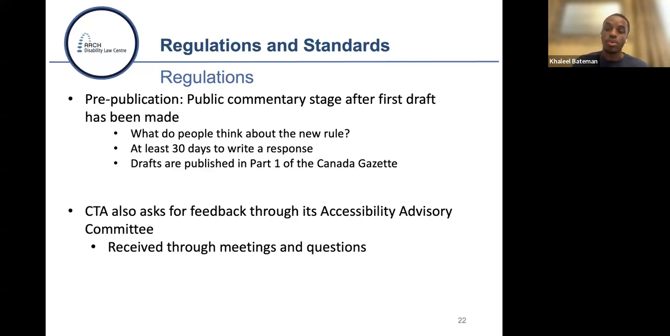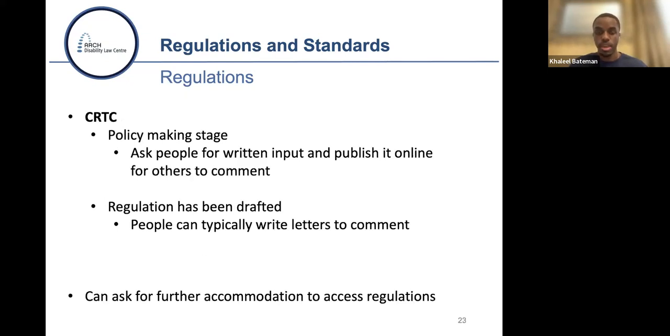The CTA also requests individuals to provide feedback through its Accessibility Advisory Committee. This is typically done through meetings and questions. Now, the CRTC offers a similar setup in that there's a policy-making stage where people are asked to provide written input and publish those contributions for others to comment. After that, individuals are given the opportunity to comment on drafted regulation. People will typically do this in the form of letters.